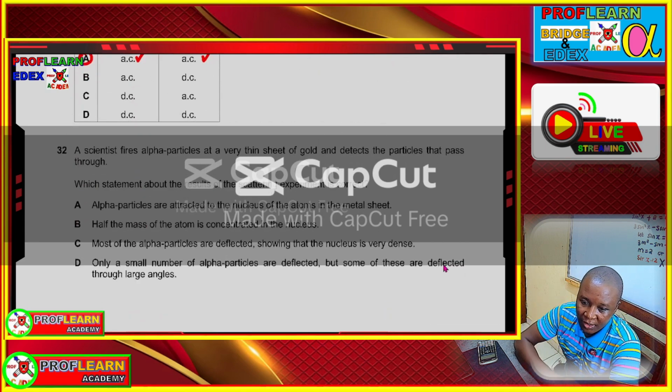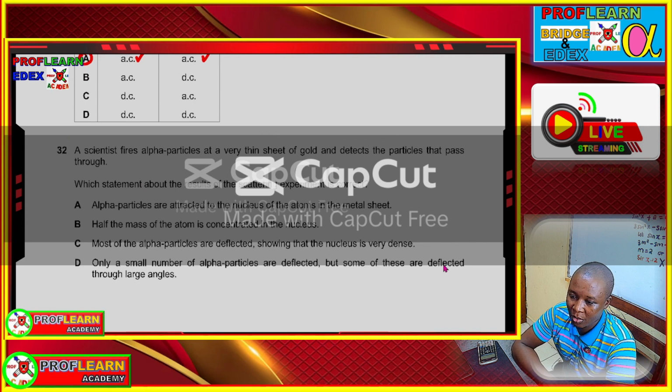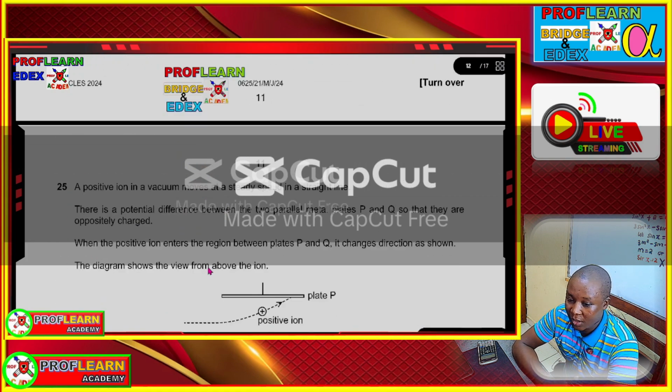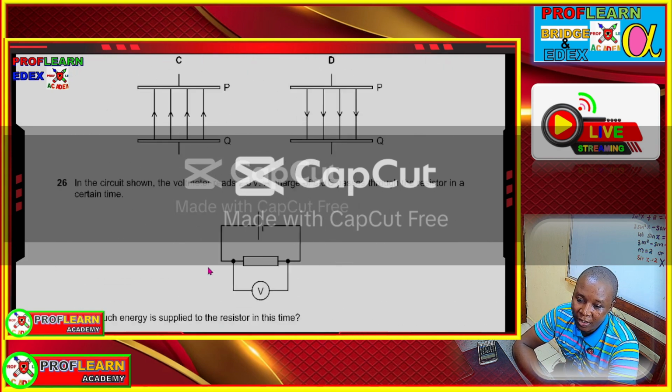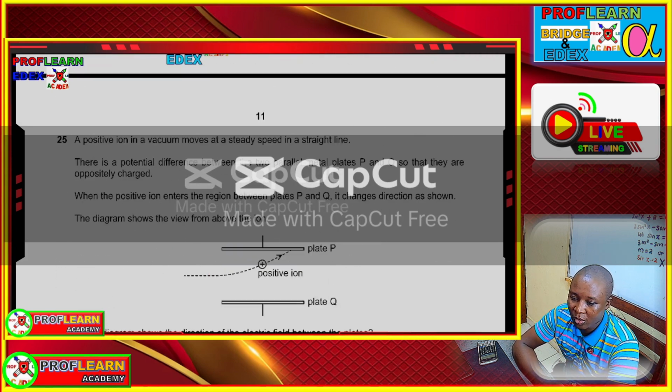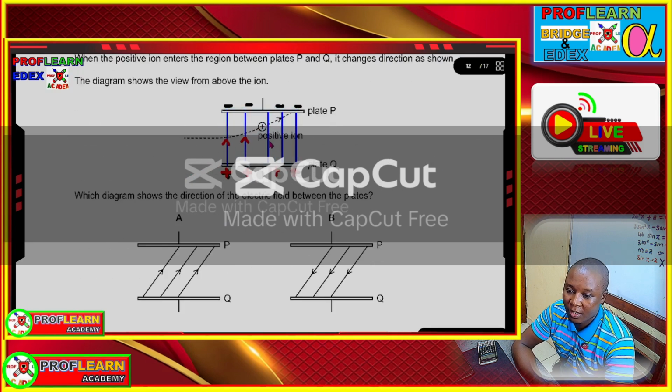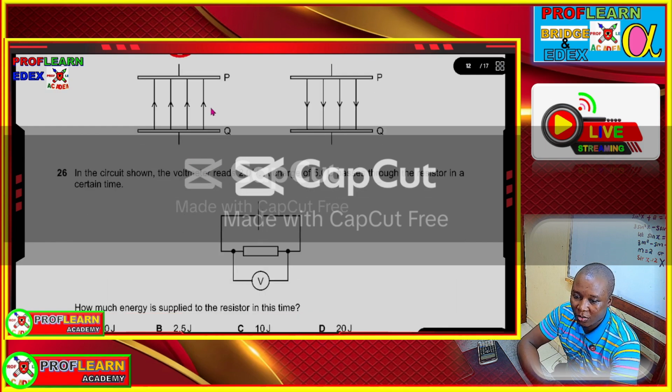Then we have where scientists fire alpha particles at a very thin sheet of gold and detect particles that pass through. Then the statement that is correct there. Of course this is not electricity, but I said let me just identify that. And electric field rather is the question, because the positive ions are attracted to plate P. It means this is negatively charged. Then we are going to say the fields look like that, and that is C.